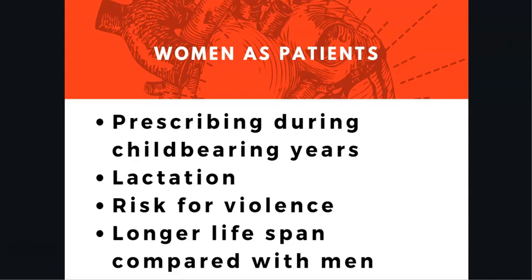All women should be screened, of course, for the risk of violence. And you're like, what does that have to do with anything? Well, maybe their partner is sending them to get some medications for them. They're being abused at home and they're in here trying to get some benzos for the partner who's hooked on drugs. And women also have a longer lifespan compared with men.